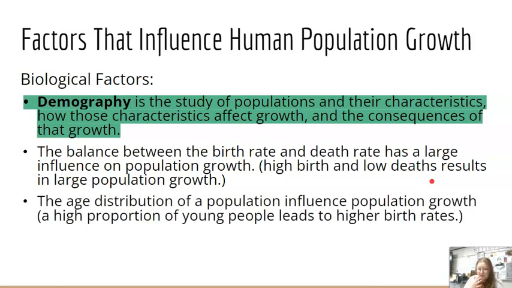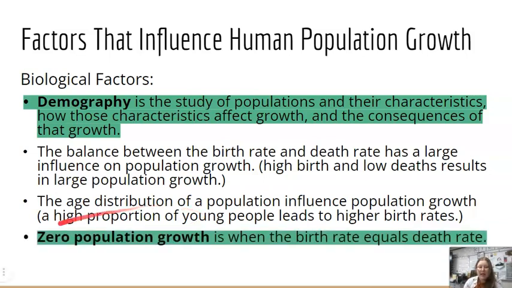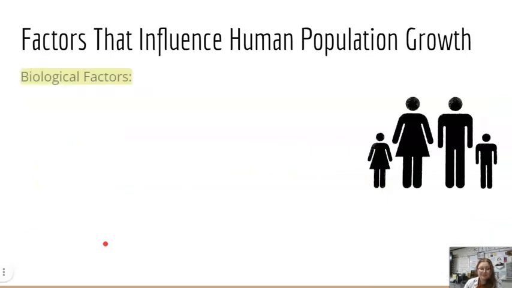And the age distribution of a population influences population growth as well. If there's a high proportion of young people, that's going to mean higher birth rates. If there's a lot of people in that age range that is reproducing and having babies, then the population is going to grow faster. And zero population growth is super, super rare, but that is when birth rate equals death rate. So there is no population growth actually happening because the same amount of individuals are being born that are dying.